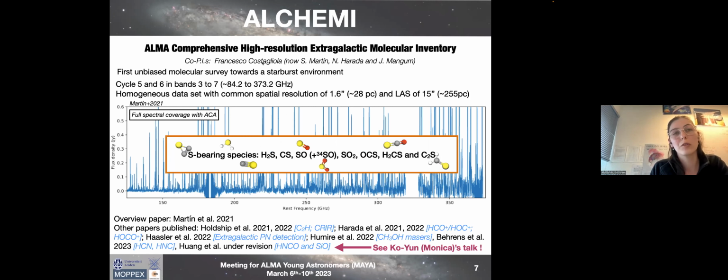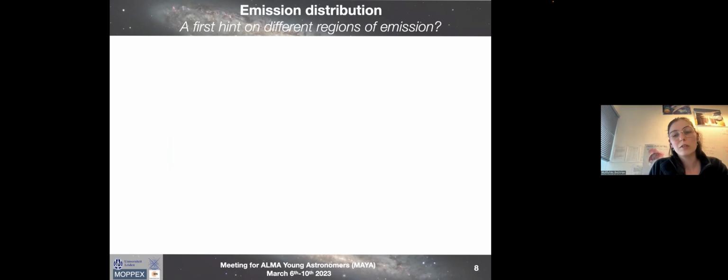In this project, I'm focusing on sulfur-bearing species. These are the traditional targets among the sulfur-bearing species we chose. Of course, there are other more complex sulfur-bearing species that were detected, but I'm not going to focus on them now. So we first started to investigate the emission distribution of these sulfur-bearing species because we wanted to see if there was a difference in morphology.